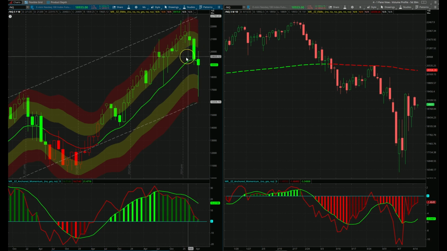So that's the adaptive trend flow and standard deviations, and where things stand. Anchor momentum, standard deviations. How about support and resistance? You got any support and resistance? Let me see if I can throw something up there.